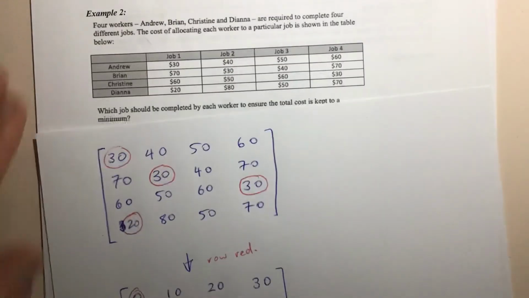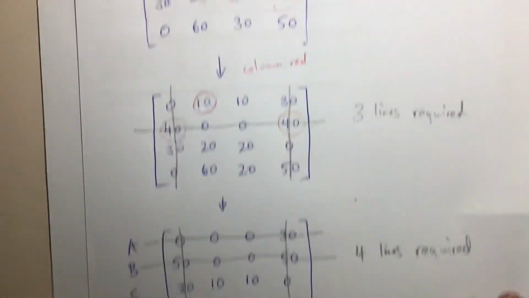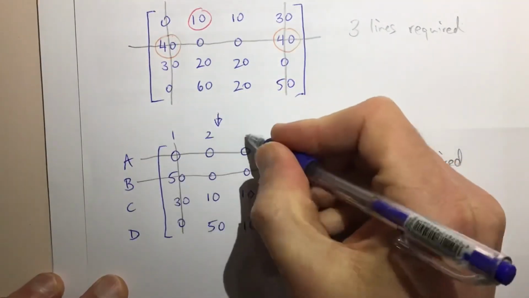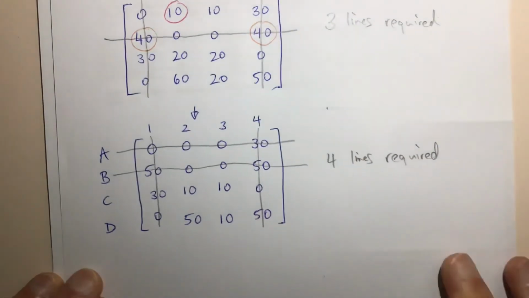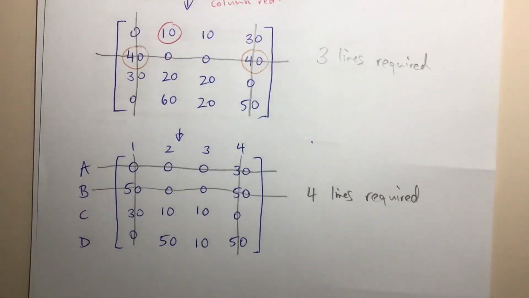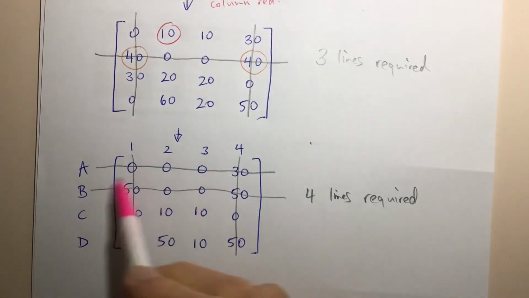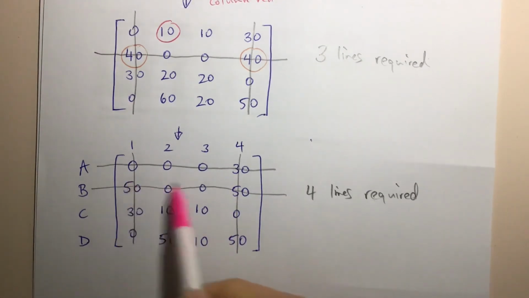Andrew, Brian, Christine, Diana. Job 1, 2, 3, 4 was across the top. And the zeros are the important thing. So again, try to keep using different colors. These zeros here in the rows are showing the jobs that we could give to different people.